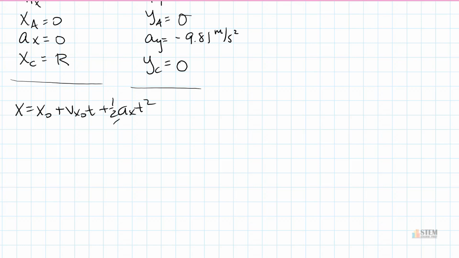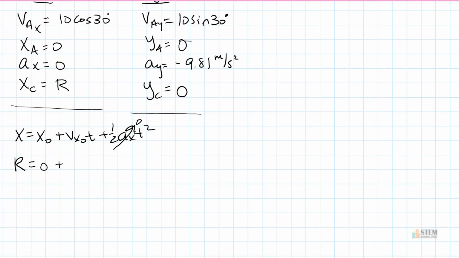For us, the acceleration is 0, so that goes away. And then let's fill in the rest. Our final displacement was xc, so that's r. The initial displacement was xa, so it's going to be 0. And then I have my initial x velocity, which was 10 cosine 30, times t. Well, I can't do anything with this yet. I have two unknowns, right? I have range, r, and then t. Both of those are unknown.